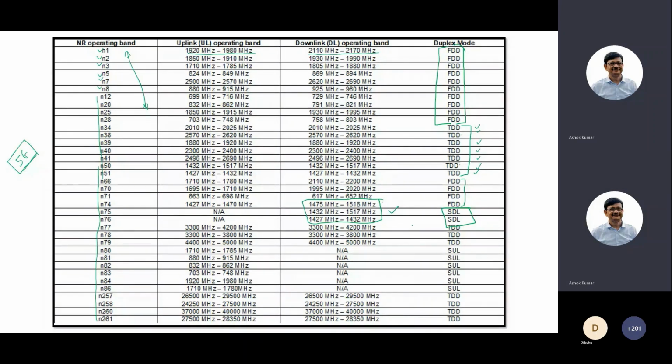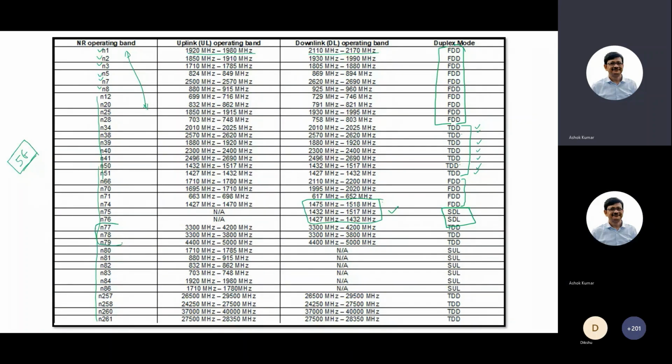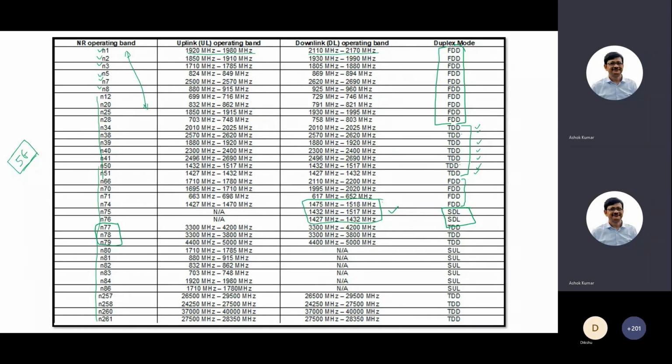Now just see a certain frequency band. Let us look at these bands, N77, 78, and 79. As I said, these are new bands identified in the mid band for 5G. And these are TDD bands. So please remember that all the new bands are TDD bands. And we are using 3300 megahertz to 3800 megahertz in our country. In some places they'll be using N77, and in some places they may be using N79, depending upon what they have.